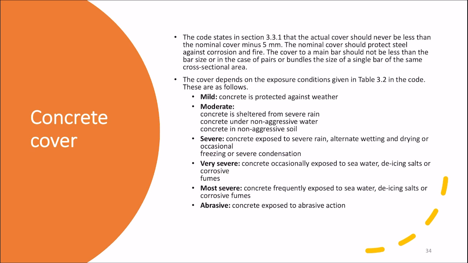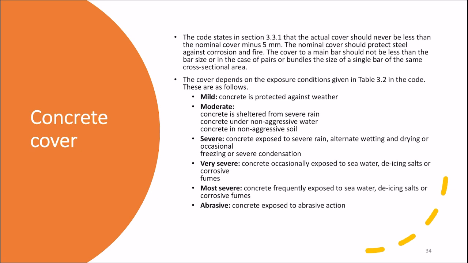The code states in section 3.3.1 that the actual cover should never be less than the nominal cover minus 5 mm. The nominal cover should protect steel against corrosion and fire. Because if there is fire, your steel will melt. So that is why we need very good insulation, and the insulation is the concrete. The cover to a main bar should not be less than the bar size, or in the case of pairs or bundles, the size of a single bar of the same cross-sectional area.